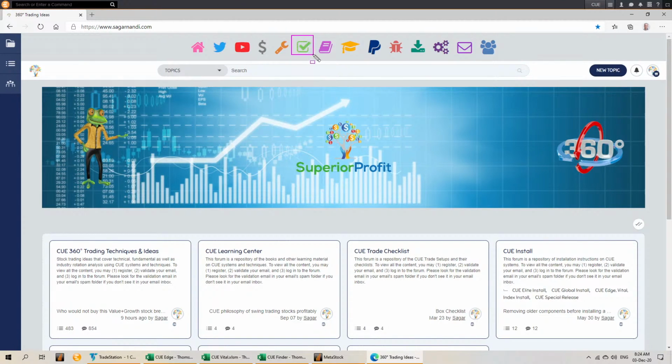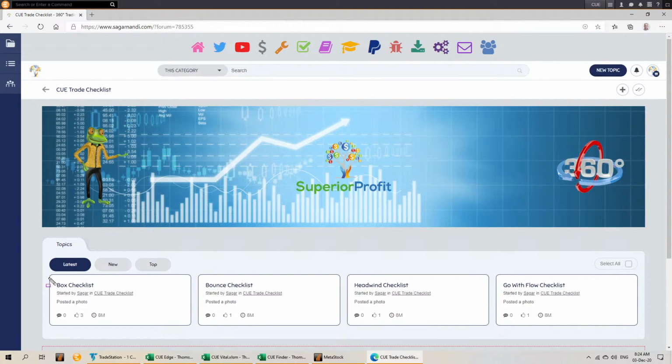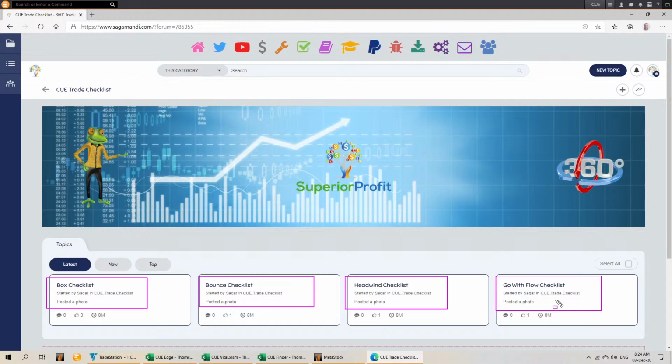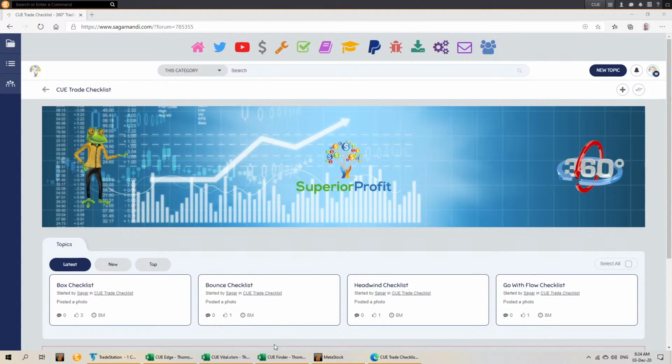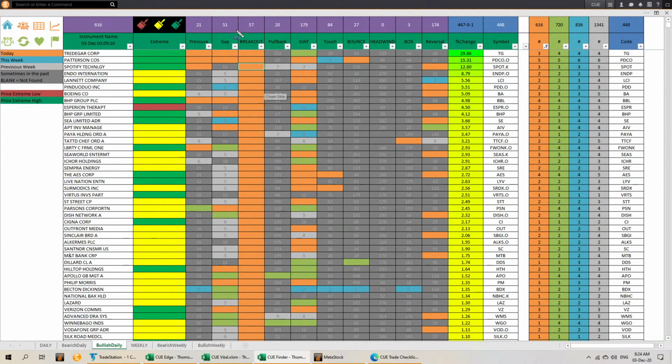You may look at the checklists by going to the checklists page here. If you go there, you will see the unambiguous checklists for the 4 standard trade setups: box, bounce, headwind, and go with flow, GWF. These are the trade setups here: box, bounce, headwind, go with flow.